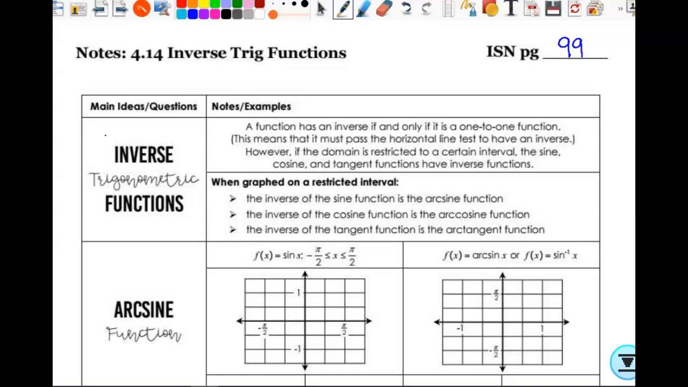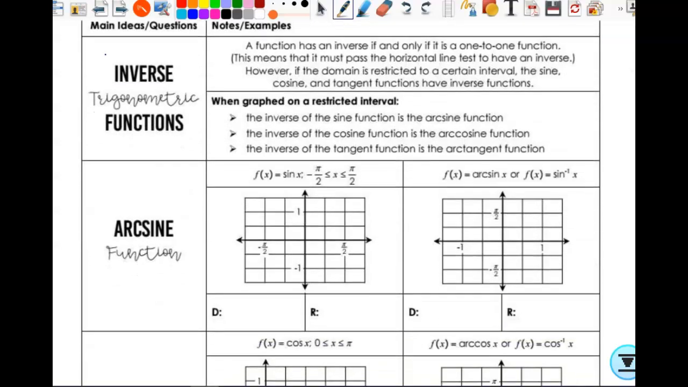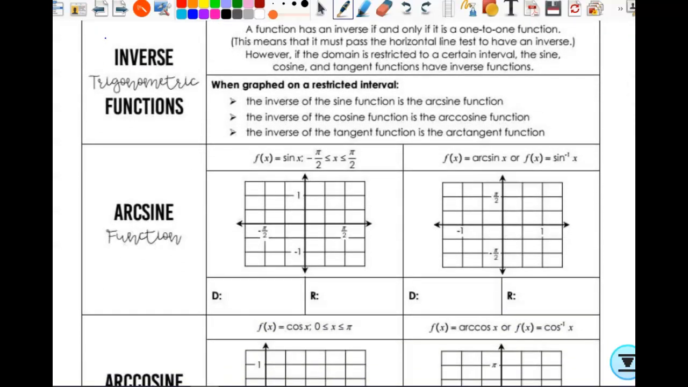But a couple of little caveats when we get to trig stuff. It says a function has an inverse if and only if it's a one-to-one function. To be a one-to-one function, you have to pass the vertical and the horizontal line test. So think about the graph of sine. It passes the vertical line test. Does it pass the horizontal line test? No.